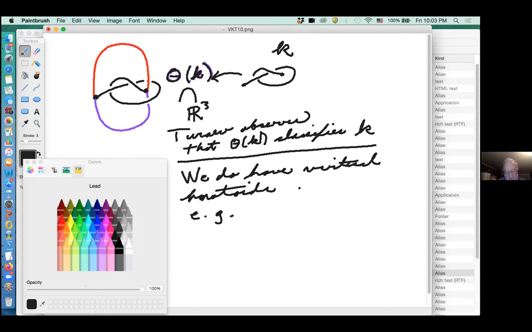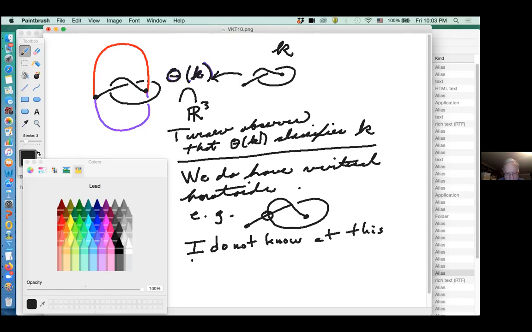For example, I could have this guy, one of the simpler things that are both virtual and so on. And I can have a virtual knotoid. And you could wonder whether there is a similar realization theorem, but I do not know at this time a generalization of the theta of G. So that's a good question. I just don't quite know what that is going to look like.